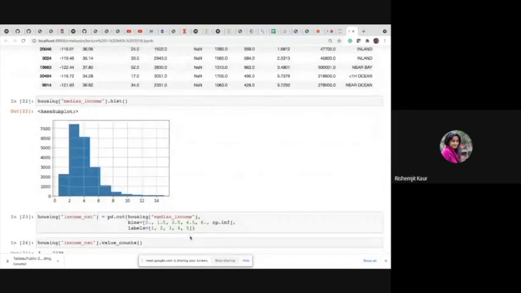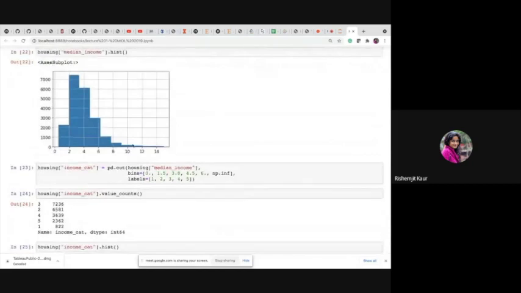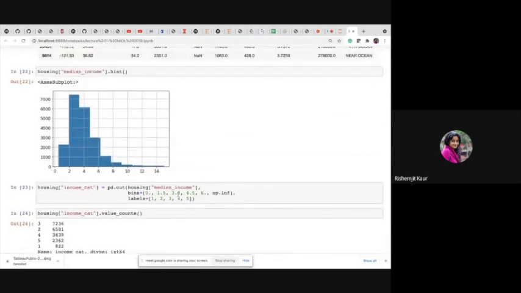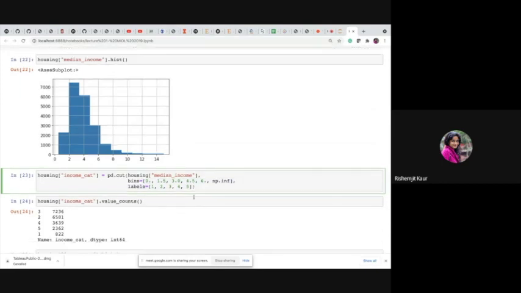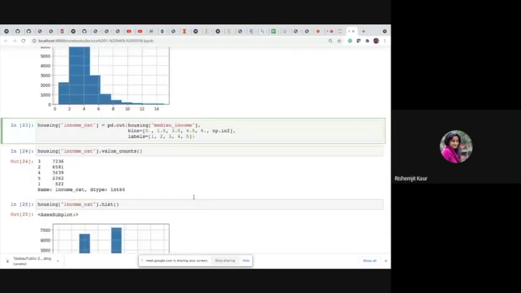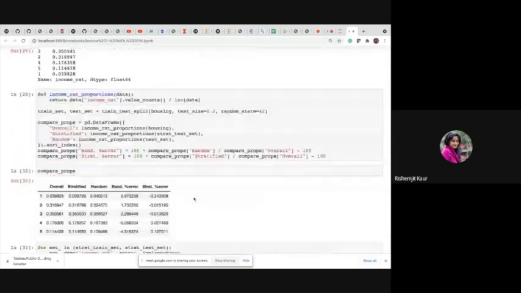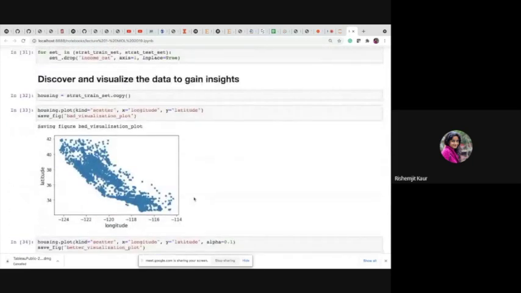So another thing that we do is we look at the median income and we put it into bins. We make a categorical variable. This is what we are mostly doing for visualization purposes. So I'll go directly to the visualization.